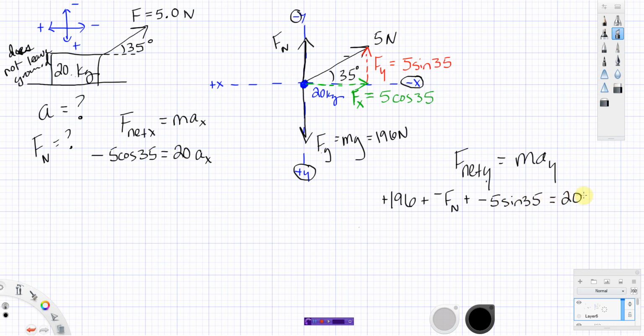equals mass times a y. Okay, so here's where we're going to assume that it doesn't leave the ground. Doesn't leave ground. I'm writing this bigger because it got all weird over there.